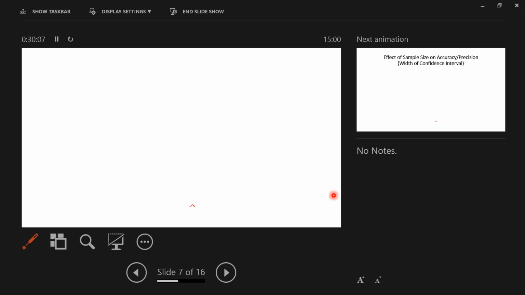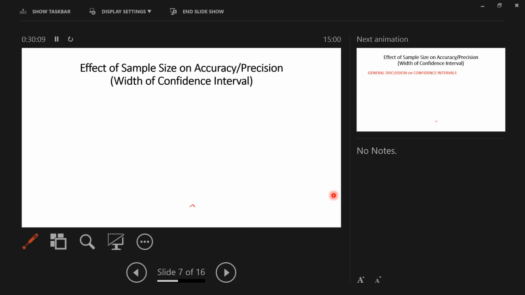The next thing I want to discuss is the effect of the sample size on your accuracy or precision. In other words, on the width of the confidence interval. Because remember, what are we trying to do? We spoke about this last week. You want your confidence interval to be as narrow as possible so that you can say, I'm sure, but I'm not saying I'm sure it's somewhere between 0 and 1 million. It's got to make sense.